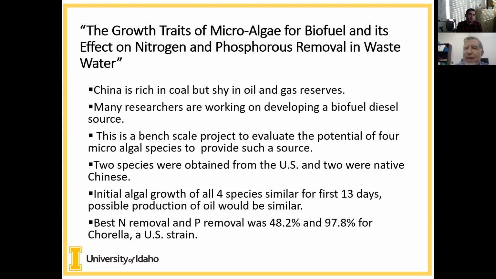2 of the species were obtained in the United States and 2 were native Chinese. Initial algal growth for the 4 species was similar for the first 13 days, and it was possible production of oil might be similar. Best nitrogen removal and P removal was 48.2% and 97.8% for chlorella, which was a US strain. Again, we're talking about getting down into the nitty-gritty of the percentages. I don't understand.